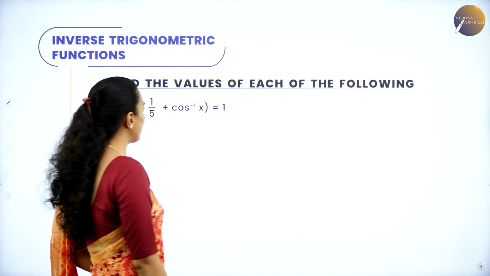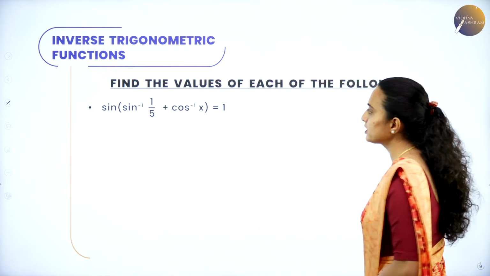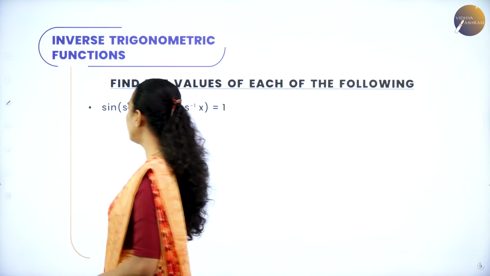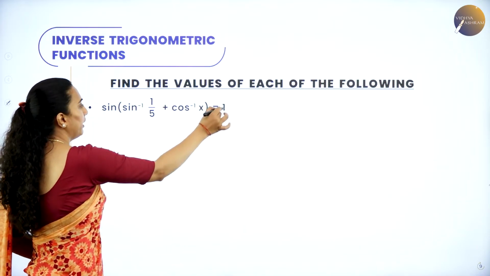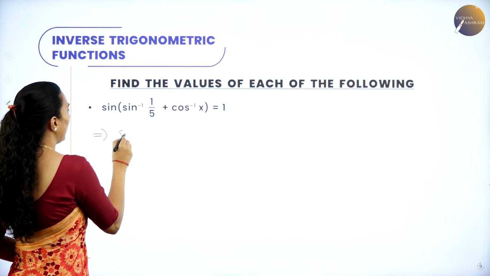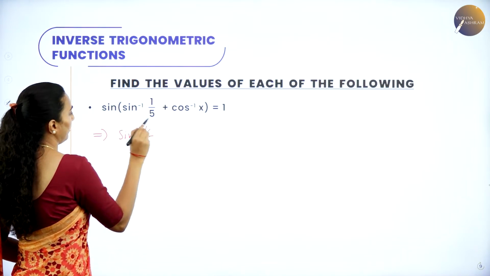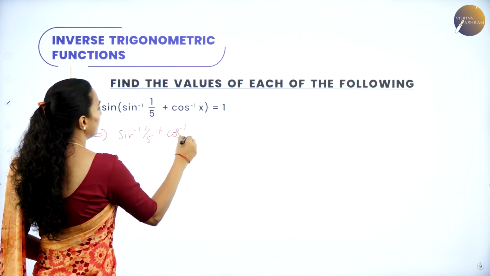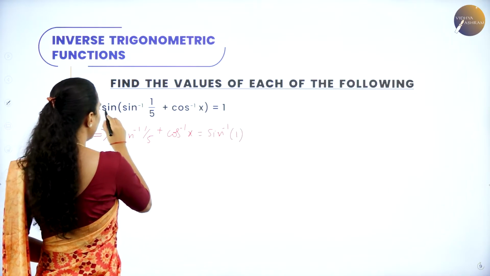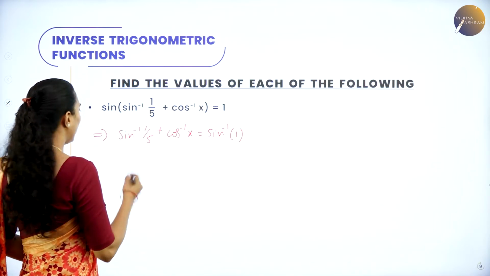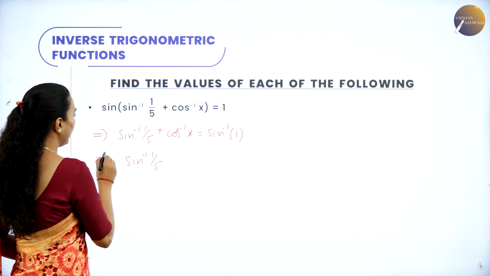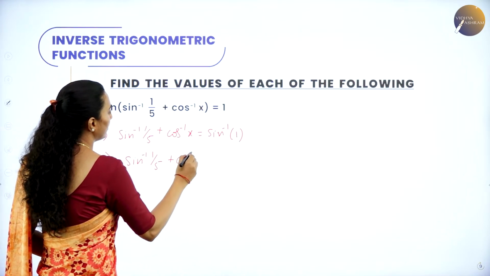Find the value of x such that sine of sine inverse 1 by 5 plus cos inverse x is equal to 1. So here, I am going to bring this sine to that side. What will it become? Sine inverse. Therefore, sine inverse 1 by 5 plus cos inverse x is equal to sine inverse 1. Correct? Bringing this sine to that side, that's it.